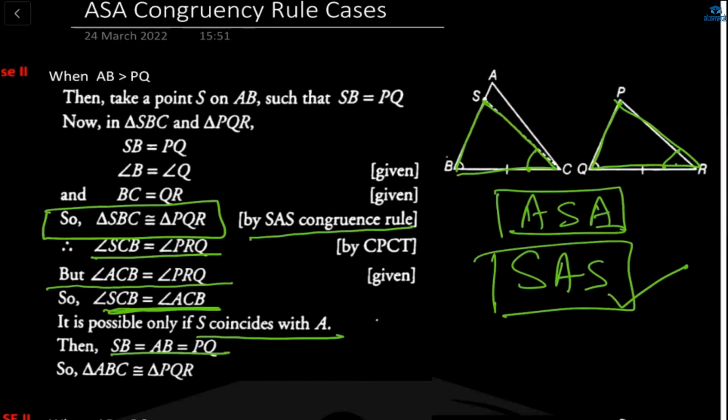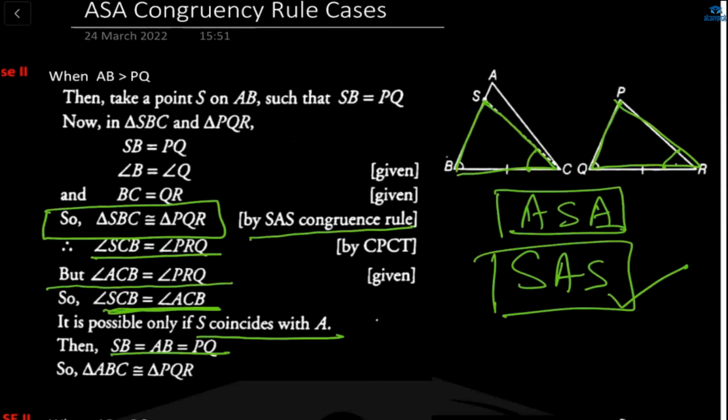Here, I have taken a point S, and I have assumed that AB is greater than PQ. So I have taken a point S in such a way that BS is equal to PQ. So I have proven that triangle SBC is congruent to the triangle. Now I have proven that the two triangles are congruent.